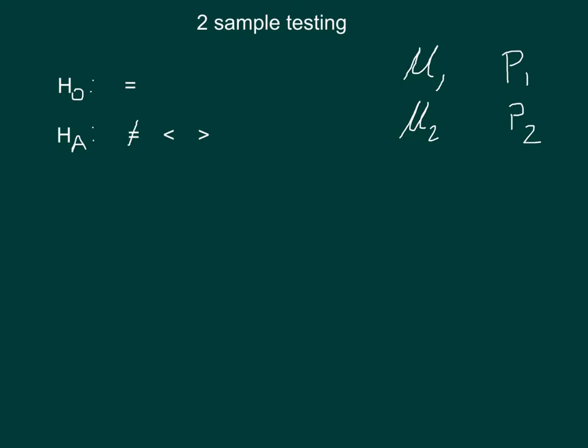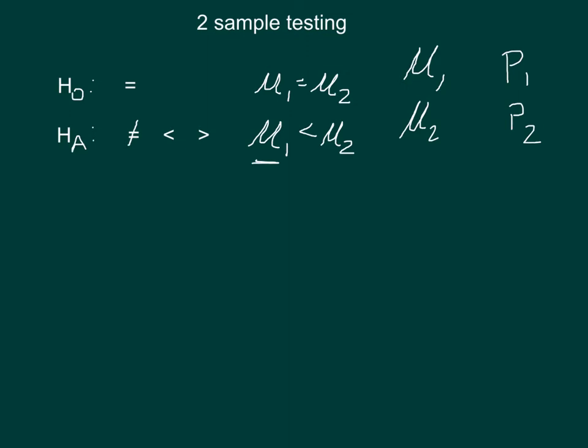The only difference here is instead of it being, for example, mu equals 100 or mu is less than 15, it's going to end up being something like mu1 equals mu2 versus mu1 less than mu2. It's still going to be the exact same idea, except we're going to have means on both sides in this case.